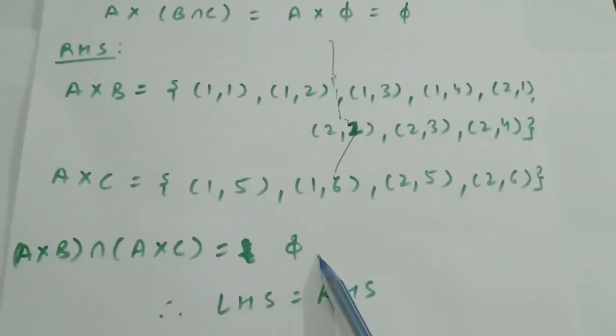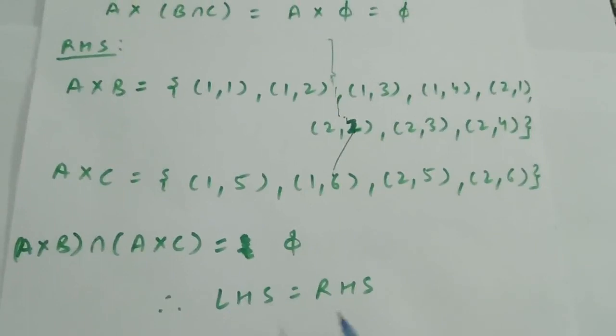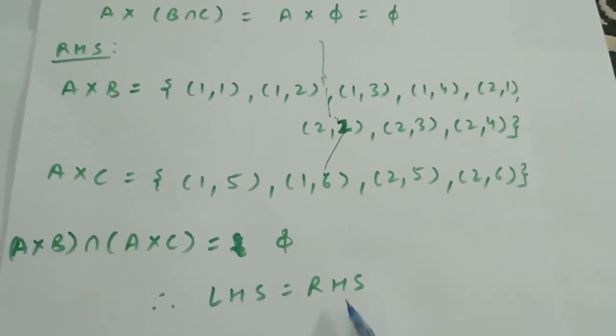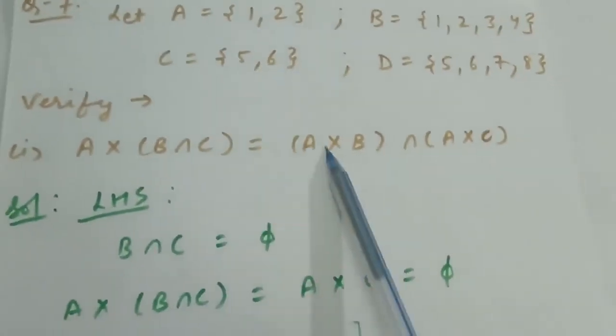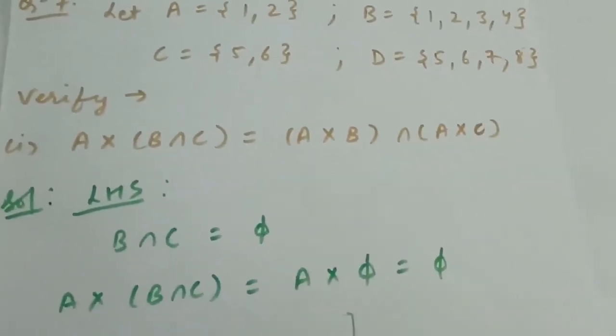Right hand side is also an empty set. Therefore, LHS is equal to RHS. Therefore, our first condition, that these two sets are equal, is verified.